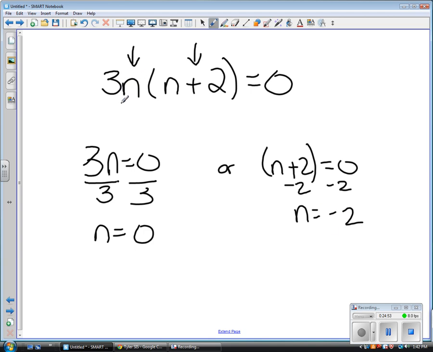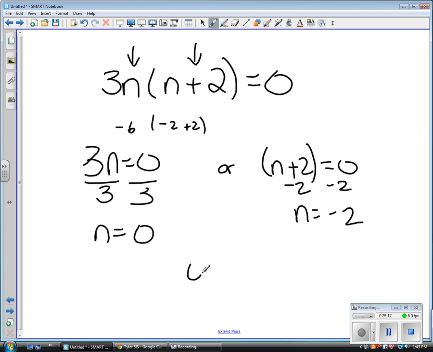3 times negative 2 is negative 6. What is negative 2 plus 2? 0. So what is negative 6 times 0? So my two possible answers to make that statement true would be 0 or negative 2. Does everybody see what I did?